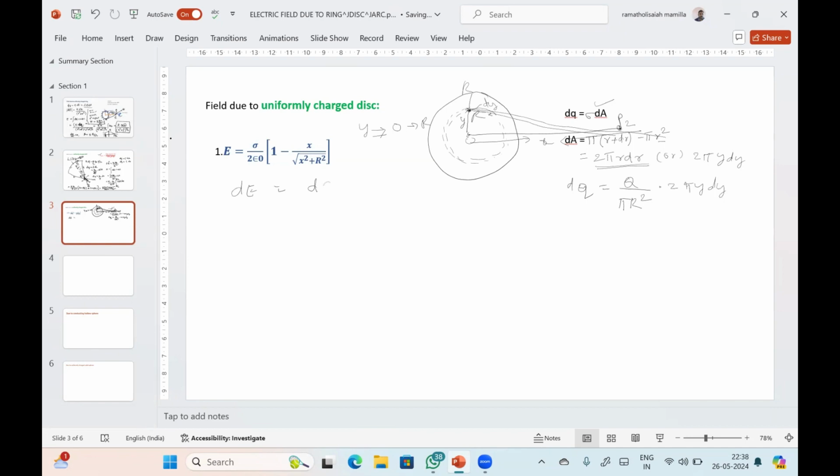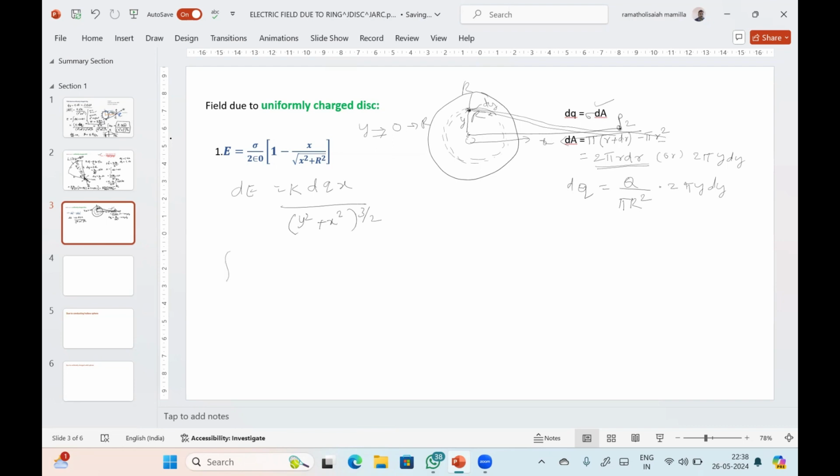For the ring we already proved that dE is equal to k dq x by (x square plus y square) whole power 3 by 2. It is the ring, right? For the ring we will write it now, following the same process as in the first step. So now substitute the dq value here, and then we can integrate.